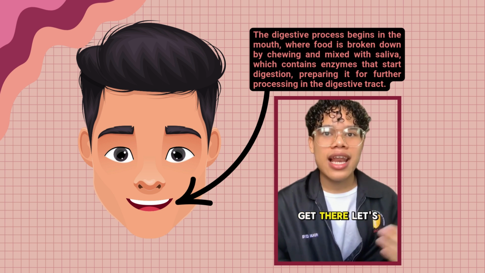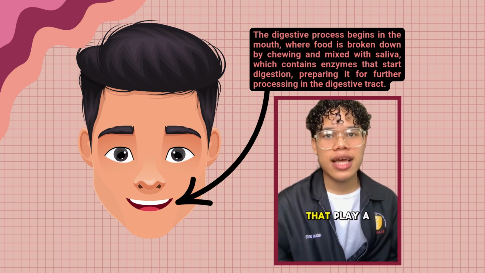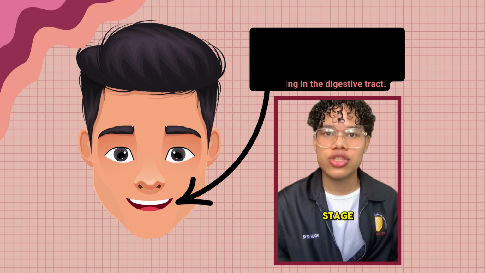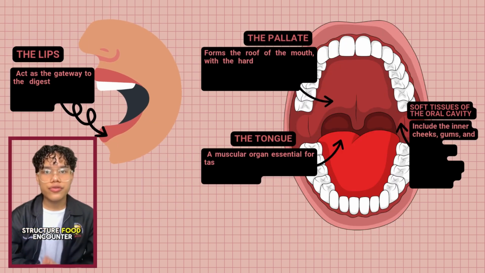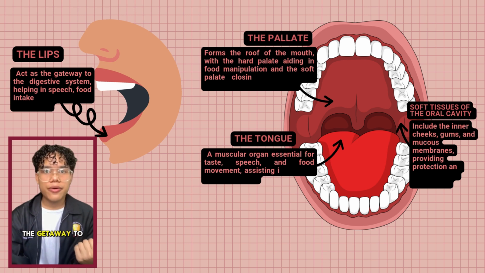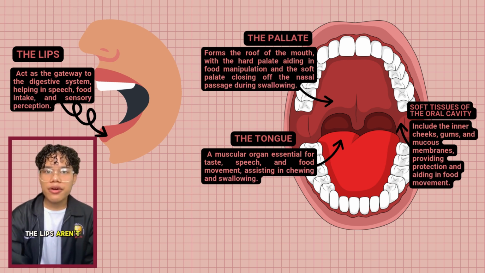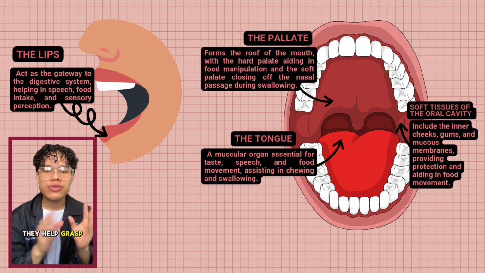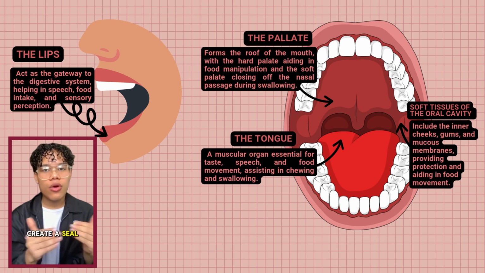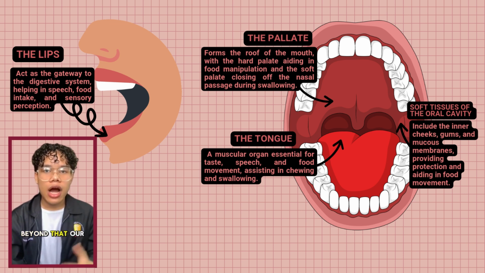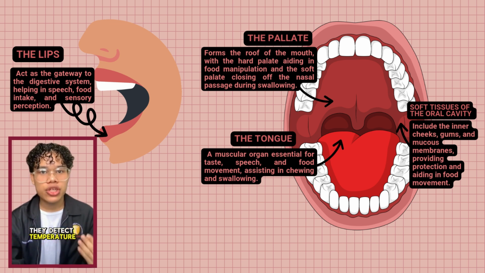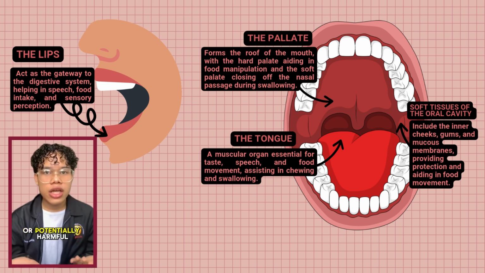But before we get there, let's take a closer look at the key structures that play a crucial role in this initial stage. The very first structure food encounters is the lips, the gateway to the digestive system. The lips aren't just for speaking and smiling. They serve an important role in eating. They help grasp food, keep it inside the mouth while chewing, and even help create a seal when drinking liquids. Beyond that, our lips are highly sensitive, packed with nerve endings, and they detect temperature and texture, preventing us from eating something too hot or too cold or potentially harmful.